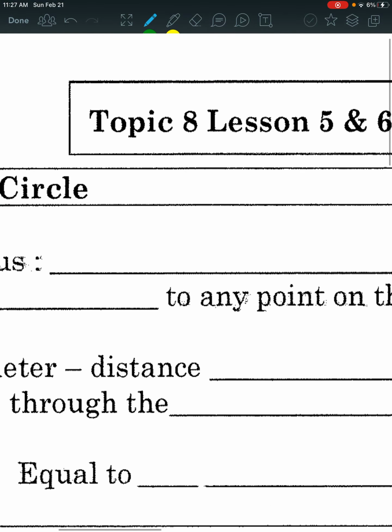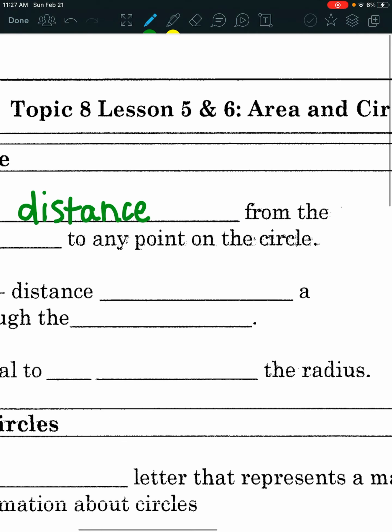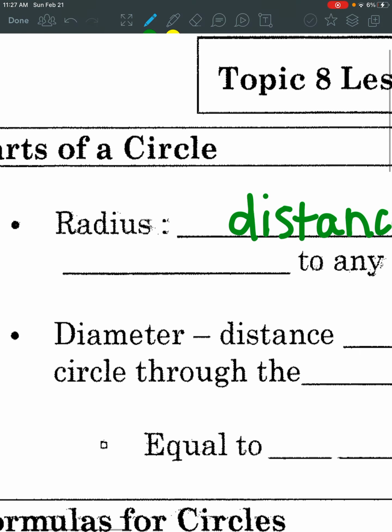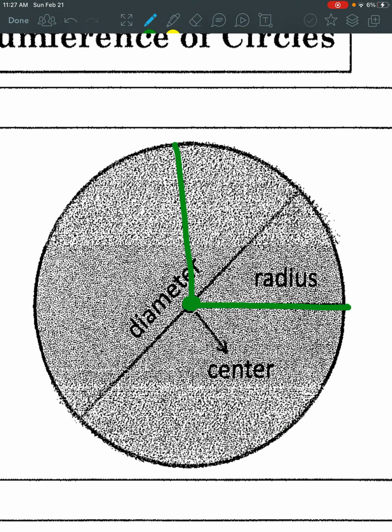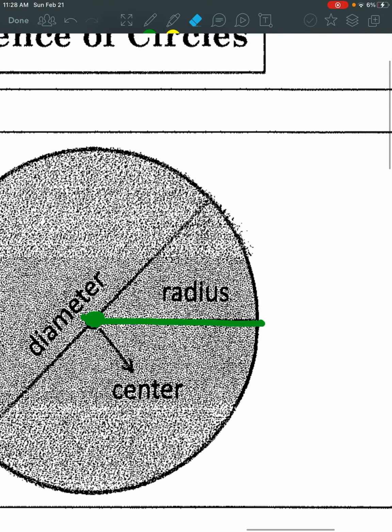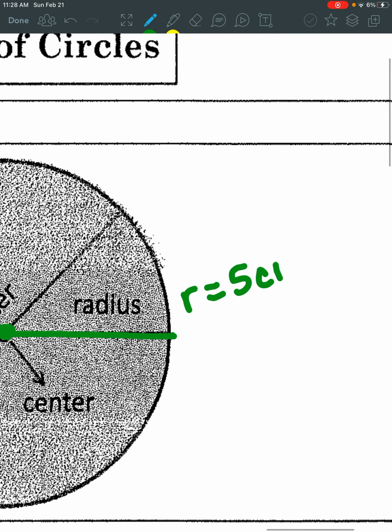So that is the distance from the center, and you can go any direction. It's to any outside point on that circle. So I could take that center and I could go this way, and that's the radius. We could go that way, that's the radius. So there's a whole bunch of radii, I guess, in this circle, and they all are the exact same measurement. So let's give it a random measurement. Let's say that that radius is 5 centimeters.